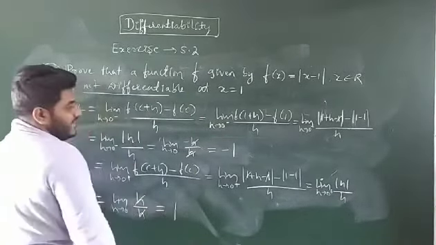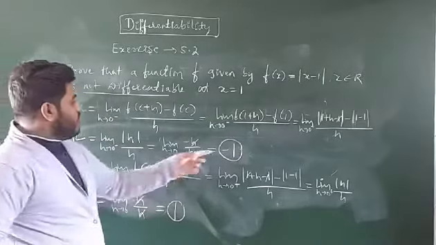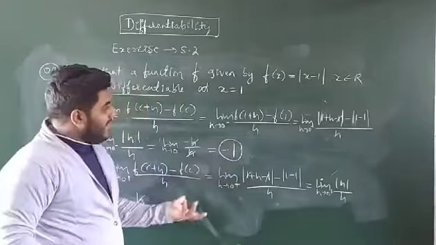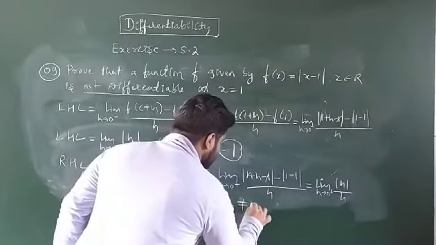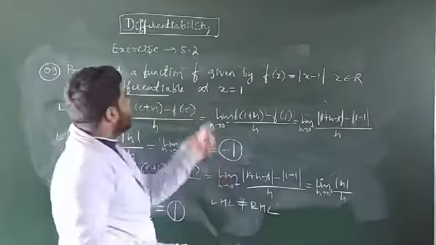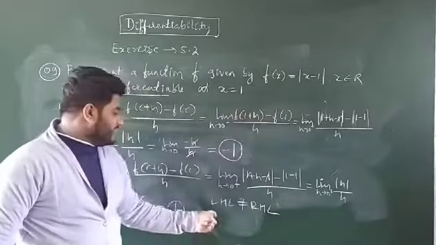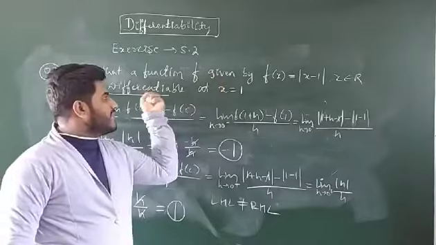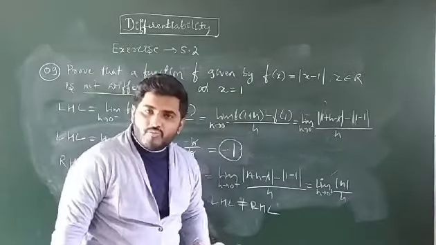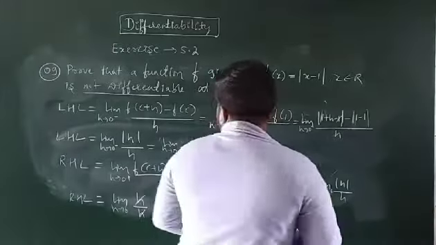Carefully see here guys. LHL we got minus 1, RHL we got plus 1. So both are not equal. If LHL is not equal to RHL, we can say the function f is not differentiable at x equal to 1. That is, left hand limit is not equal to right hand limit, so the function f is not differentiable at x equal to 1. I hope you understood. So this one is the 9th problem. Now we will switch on to the 10th problem.